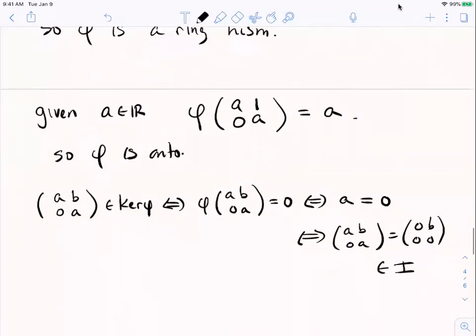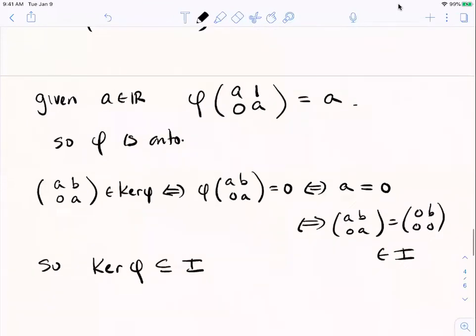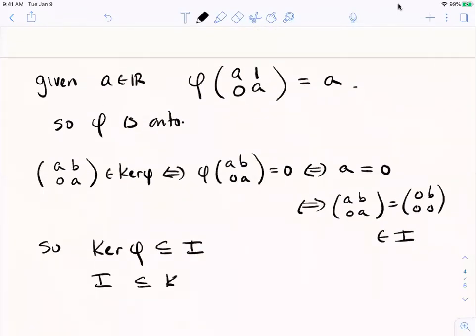So I kind of did this messy, and I did the pick a point proofs all at the same time. But if you like, I'll just highlight. If you choose something in the kernel, I deduced it's in I, right? So what does that mean? That means that the kernel is a subset of I. And then conversely, if you pick an element in I, take phi of it, you'll get 0. So you're in the kernel. So those if and only ifs, the arrows that point this way, show that the kernel is a subset of I. The arrows that point this way show you that I is a subset of the kernel.